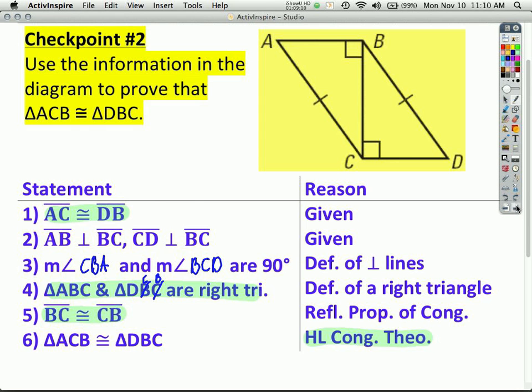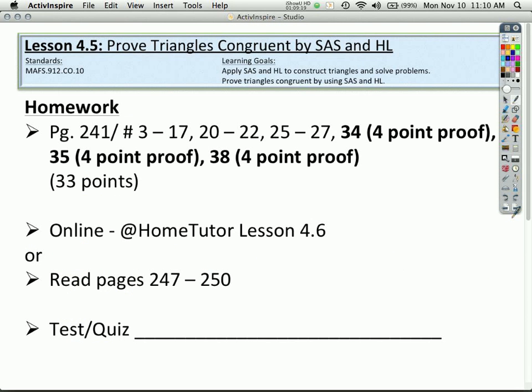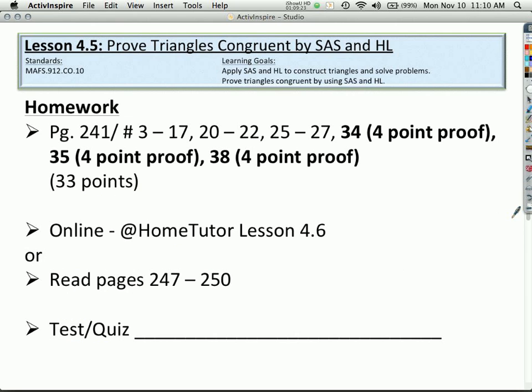All right. So, guys, I appreciate that you're anxious to go, but I didn't wrap up yet. So draw a line across your paper. Your homework is going to sound like it's a lot, but it's really not because a whole bunch of the questions are simple little kind of just give a piece of information kind of questions. On page 241, you're going to do numbers 3 through 17, 20 to 22, 25 to 27. And then you're going to do 3 different proofs. They're each worth 4 points. So you're using the 4-point rubric.